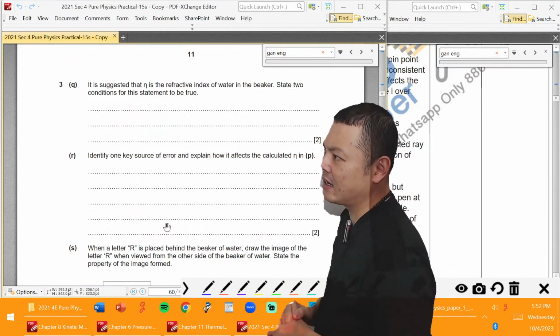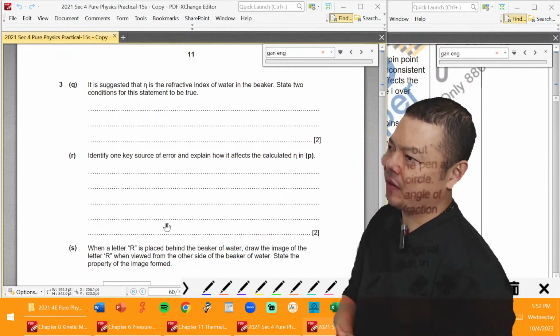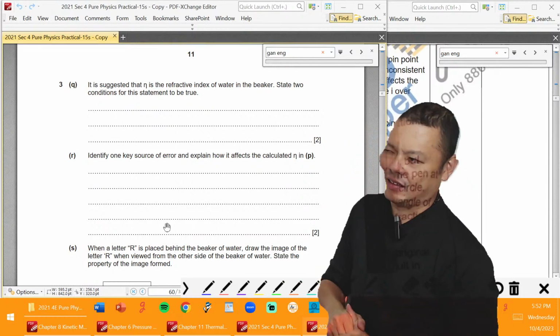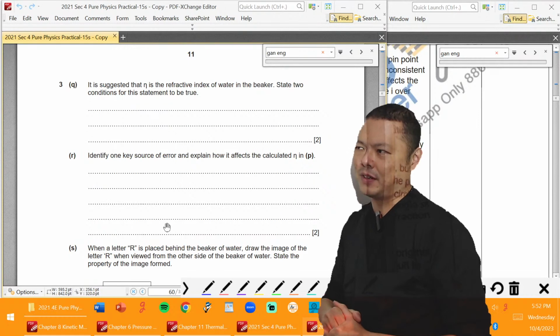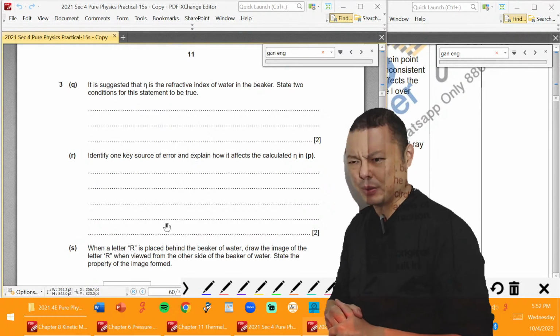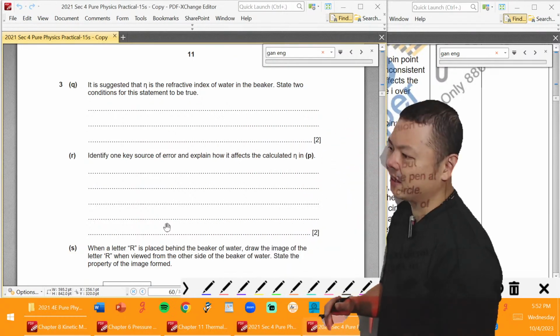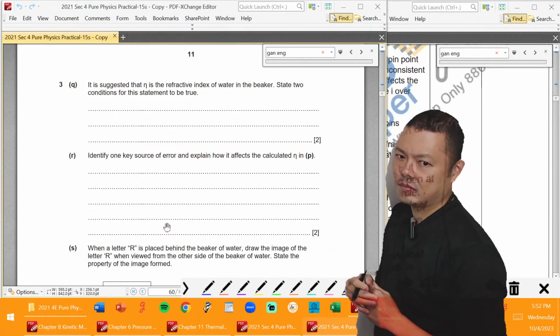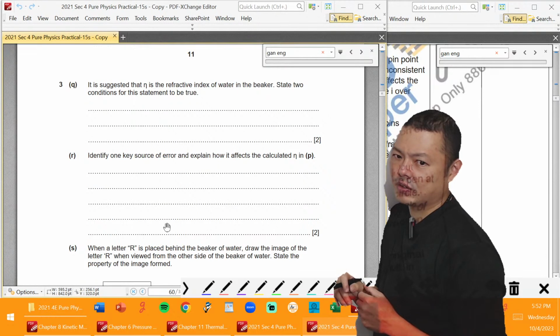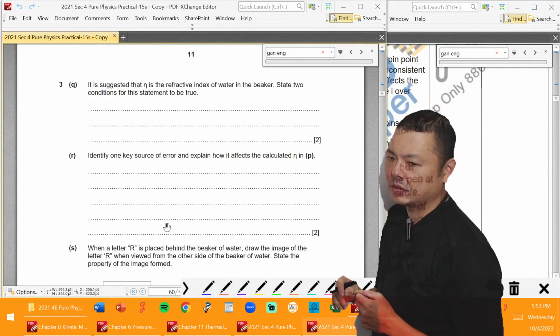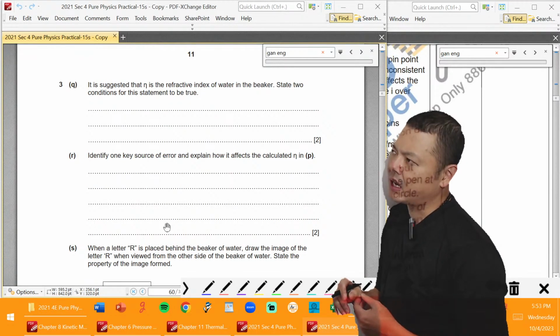I would say that the glass beaker would have to be very, very thin for the effect of the refraction due to the glass to be negligible. Yeah, very, very thin. And then I would say that the refraction through the glass is negligible.